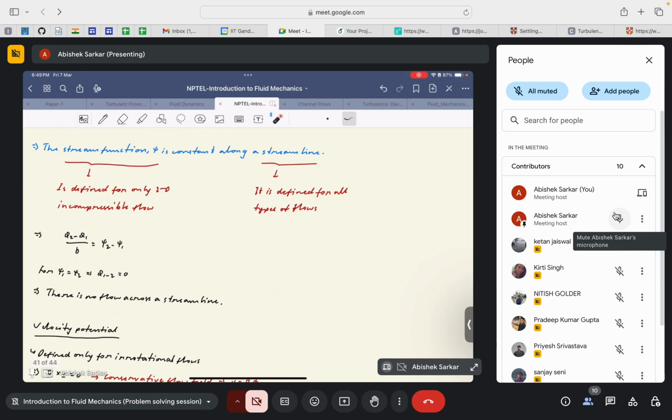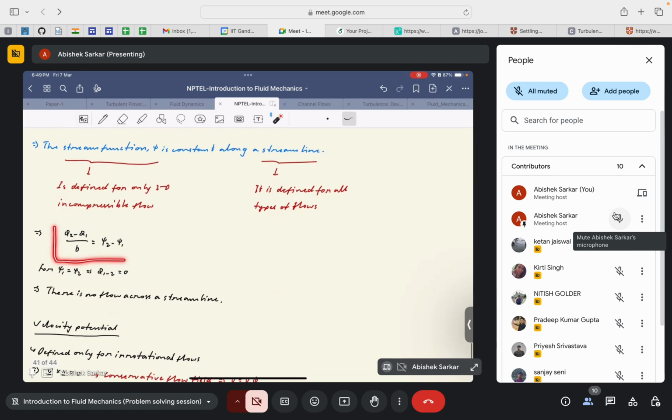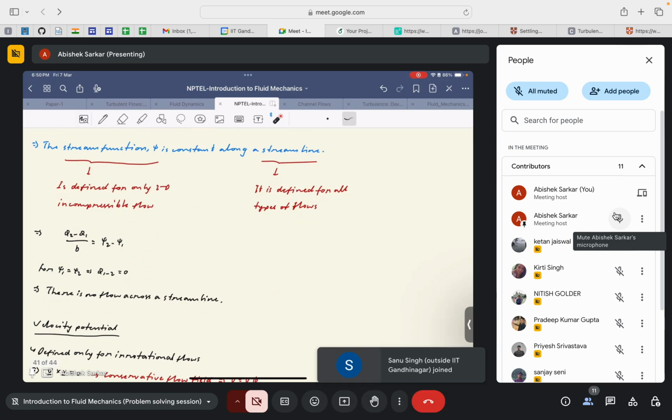I'm sorry if you're not able to understand this expression. You can go back to the lectures where the extensive derivation has been done to conclude this. But I just wanted to come to the important point that there is no flow across a streamline. It's a very crucial property of streamlines for you to know. That's why I wanted to go back to this derivation, but for more clarification, you can go back to the lectures where this derivation was thoroughly done.